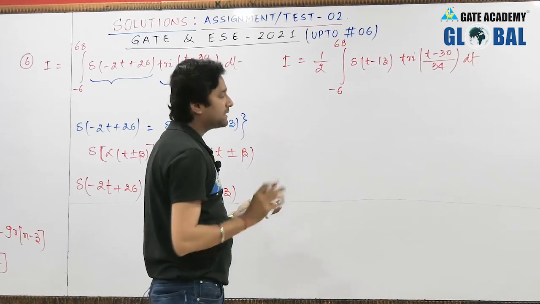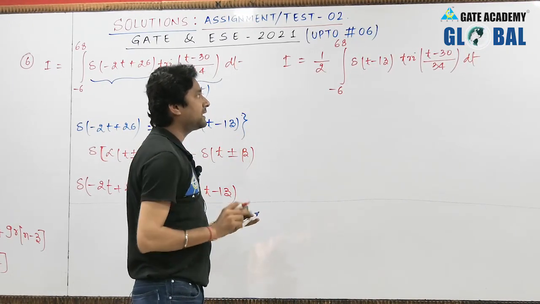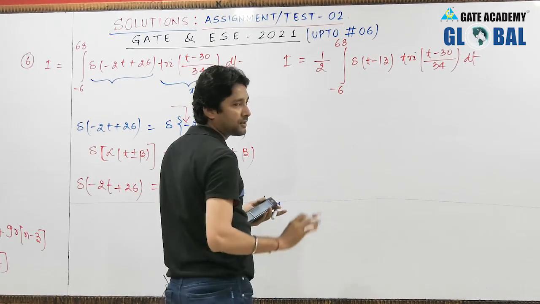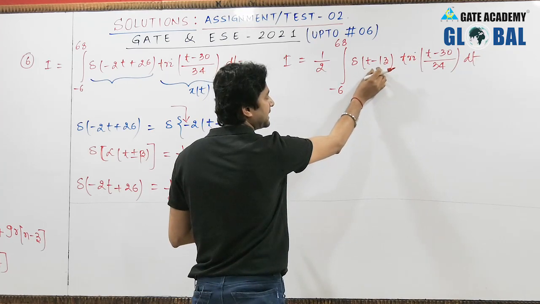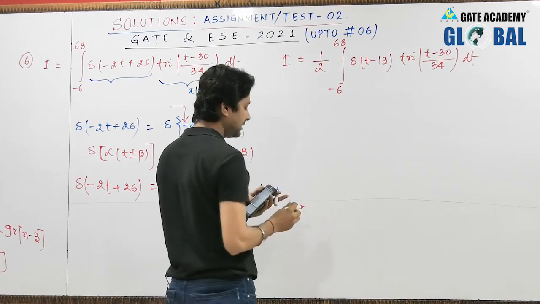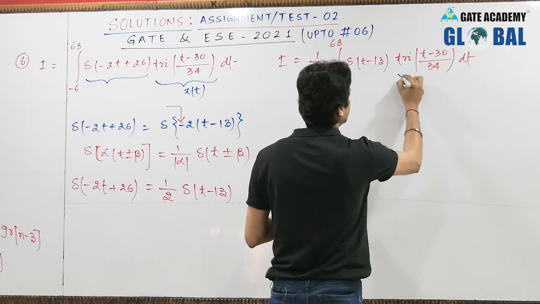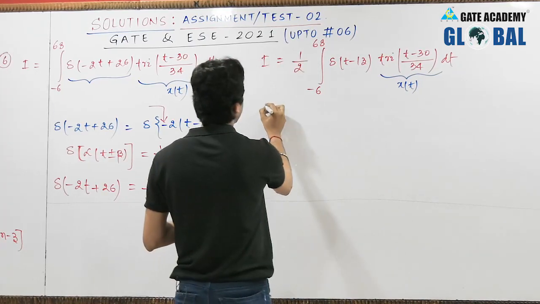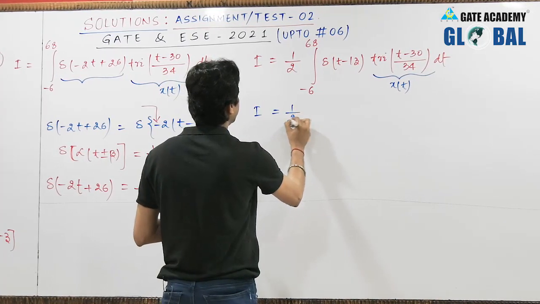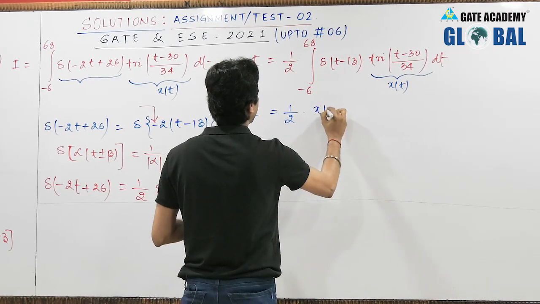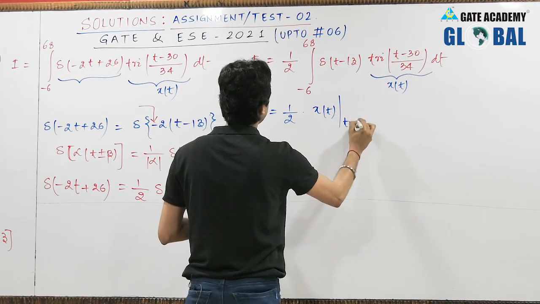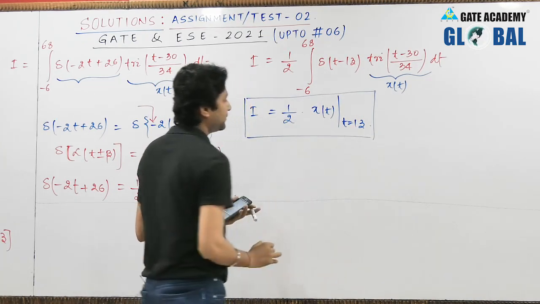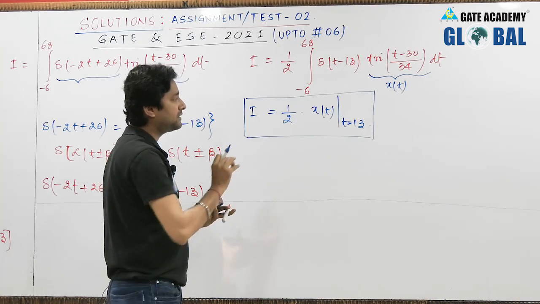Whenever such kinds of integrals come, the first thing you have to notice is whether this impulse function occurs between the given limits or not. You can see here, this impulse occurs at t equal to 13, which lies within the integral limits. If we call the other function x of t, then from the shifting property of the impulse function, I is equal to 1 by 2 times the value of the signal x of t at t equal to 13, as the impulse function occurs at 13. So now we have to find the value of the signal x of t at t equal to 13.